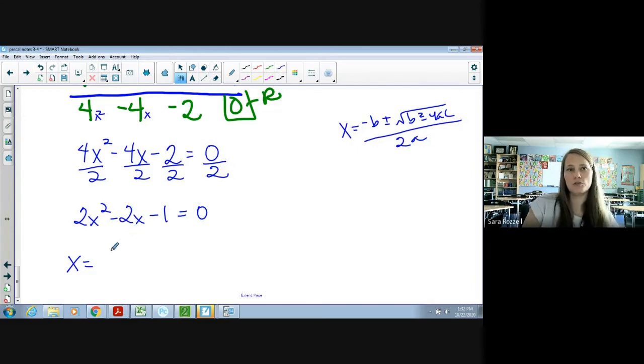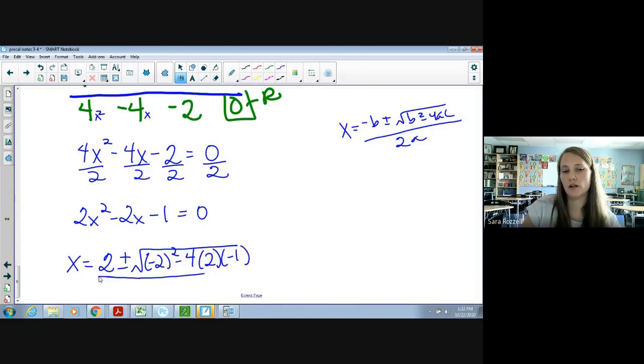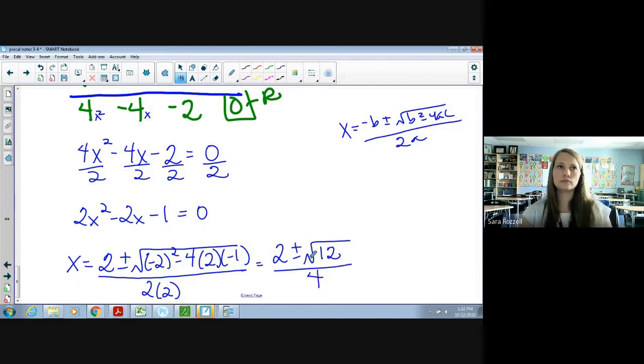So -b would just be a +2. B squared minus 4 times a times c all over 2a. Which is 2 plus or minus the square root of 12 over 4. And your answers will have the fully simplified version of this.